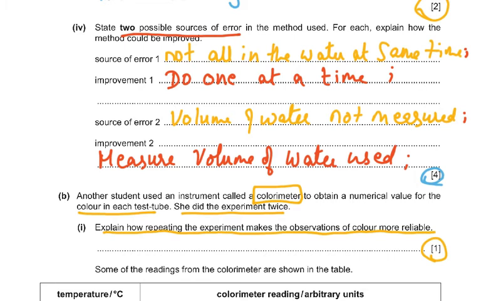So if you did them one at a time, like you put in A and then you waited 5 minutes, then you put B and then you waited 5 minutes, you would have actually done this in 20 minutes. So do one at a time.